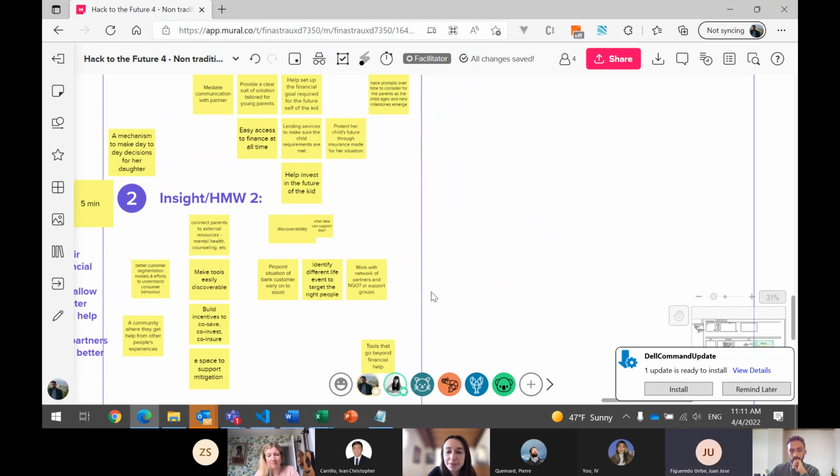Yeah, it was adding there the incentives to co-save, co-invest, co-insure, everything. How can we incentivize the parties? And I didn't mention that before, but also incentivize to get benefits for their child as well. Yeah, that's a really interesting point too.